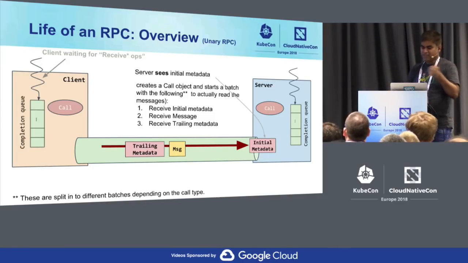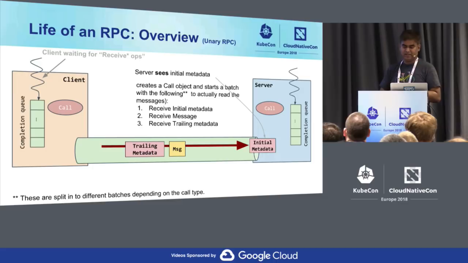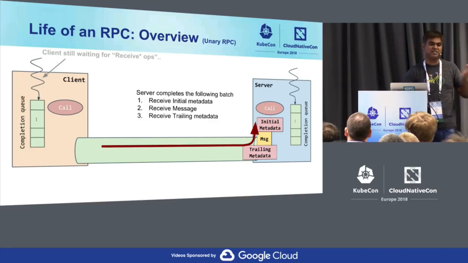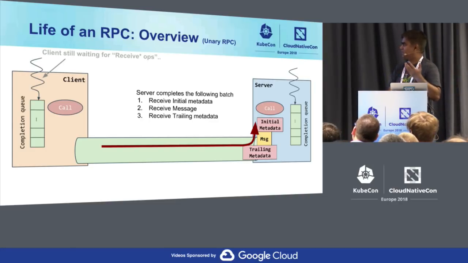So then surface on the server realizes that, okay, there is an incoming call, so what do I need? And it notes, based on the method name, it knows that it's a unary call. And then it says, okay, let me start a batch. I know that the client is sending message and trailing metadata, so let me start a batch to receive initial metadata, receive message, and receive trailing metadata, right? So it starts a batch.